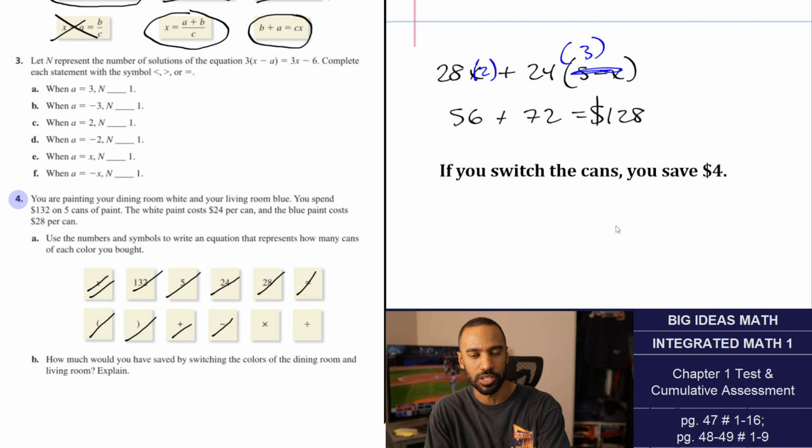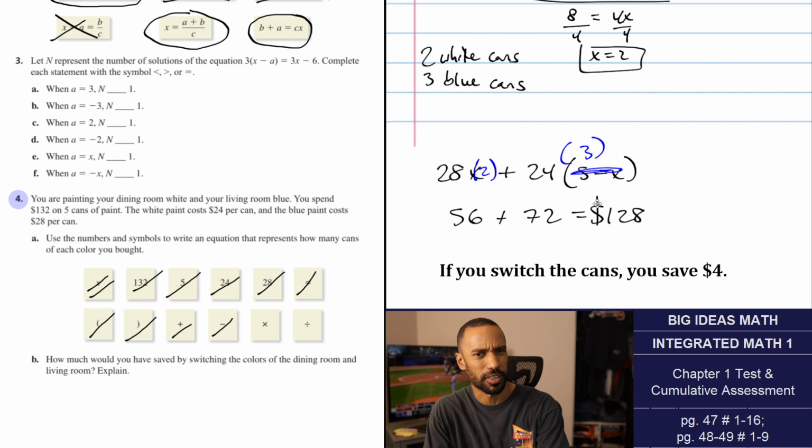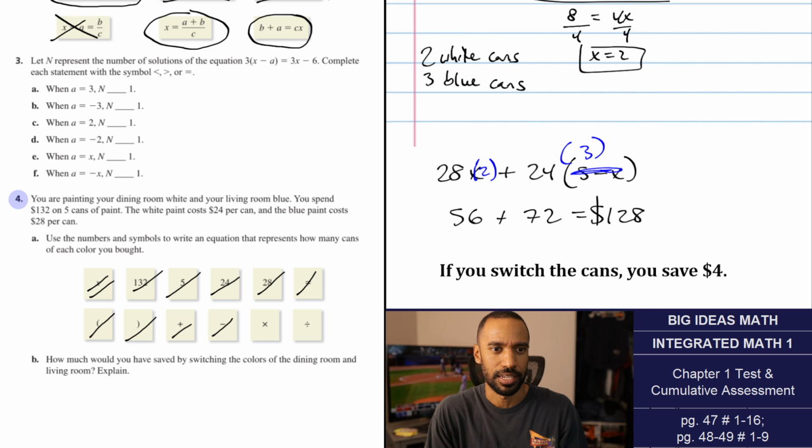Well, I switched the prices for the cans. I'm trying to think if I switched the prices for the cans or if I switched the cans by quantity. No, the cans are still 2 and 3. Anyway, so there's the idea for that one.